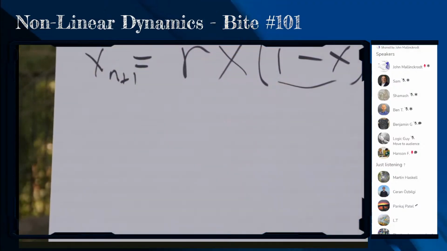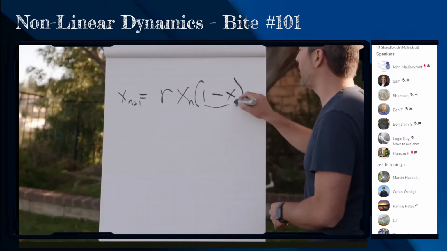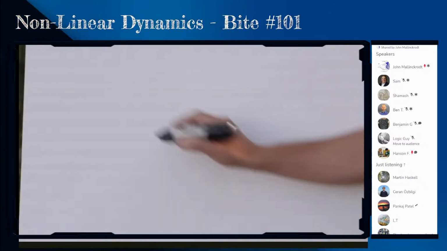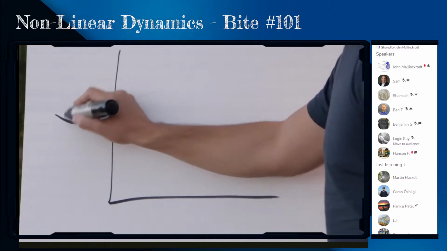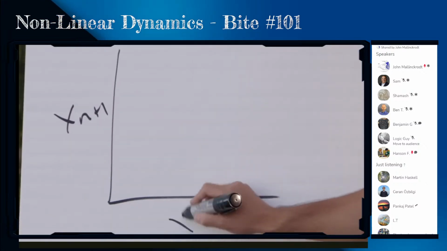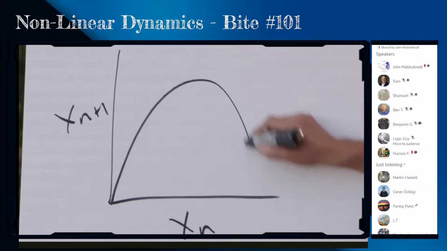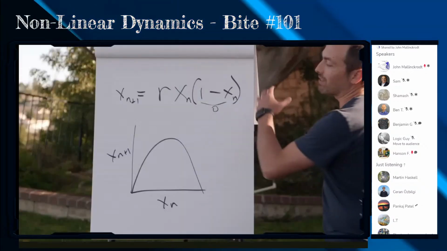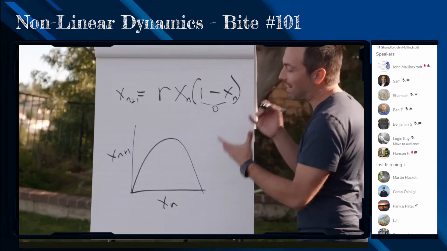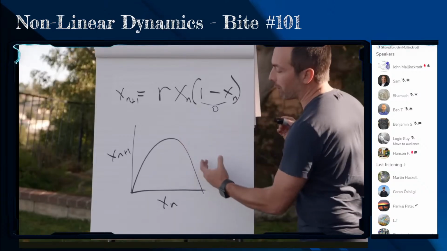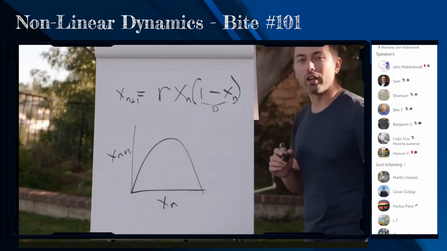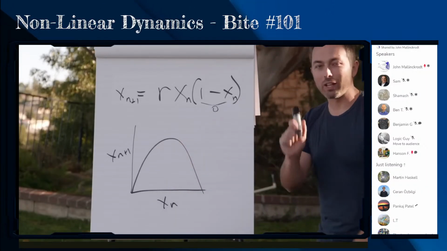Xn plus 1 is the population next year, and Xn is the population this year. And if you graph the population next year versus the population this year, you see it is just an inverted parabola. It's the simplest equation you can make that has a negative feedback loop. The bigger the population gets over here, the smaller it'll be the following year. So let's try an example.